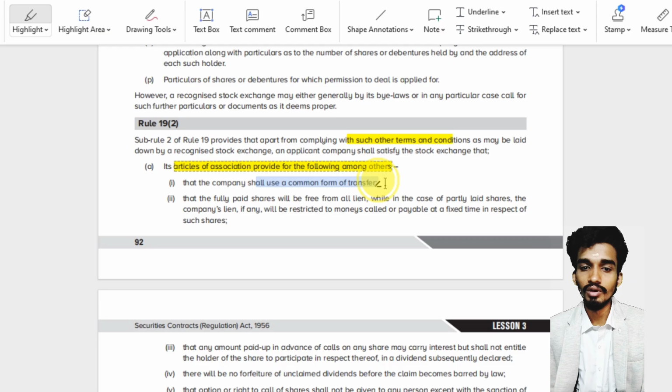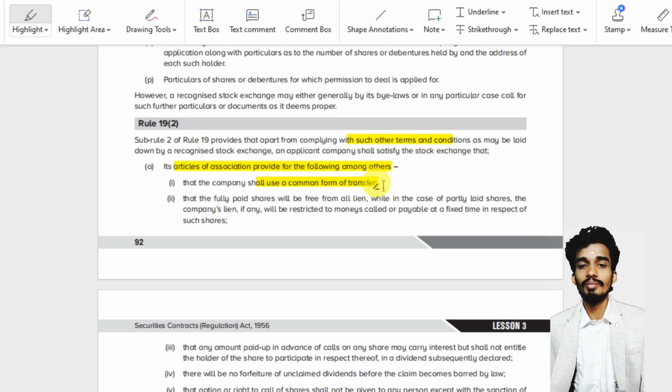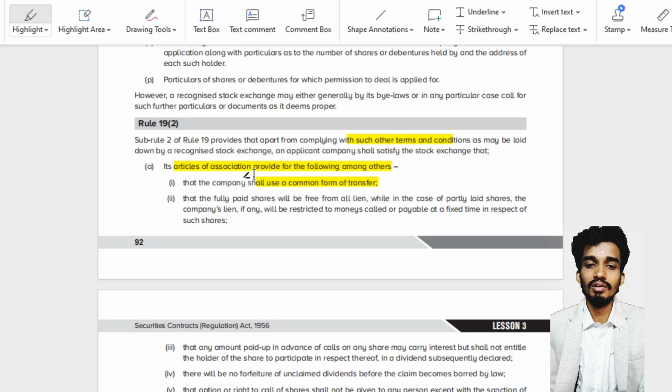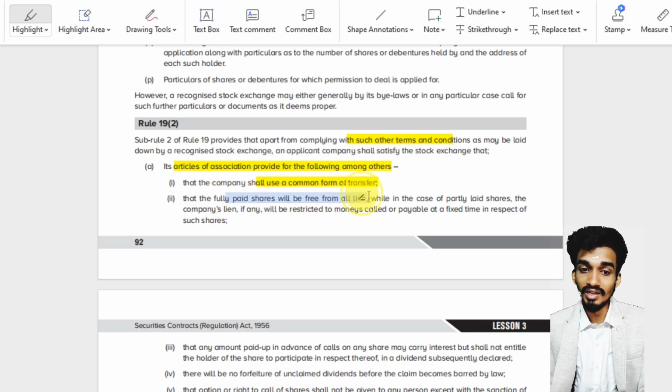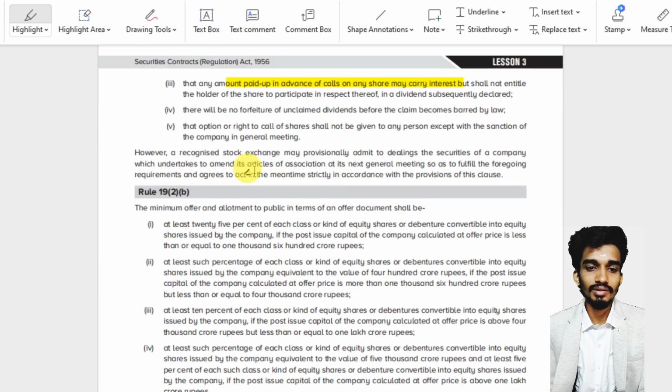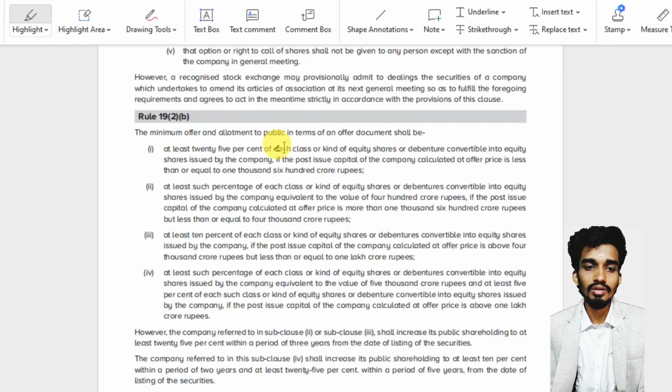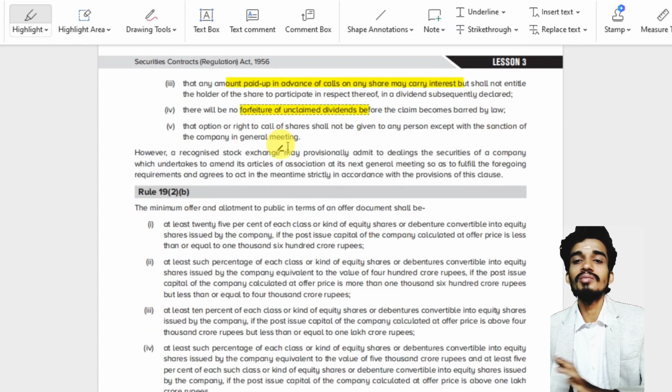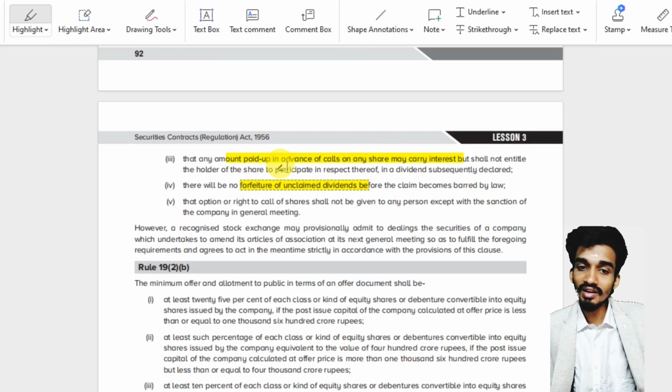The company should have a common form of transfer, because it should not be as complex as a physical transaction. It should be easy, in line with other securities, and it should be fully paid up shares. No partly paid shares are allowed. Any amount paid in advance carries interest. No forfeiture. These are generally the other terms and conditions, other than 19.1.